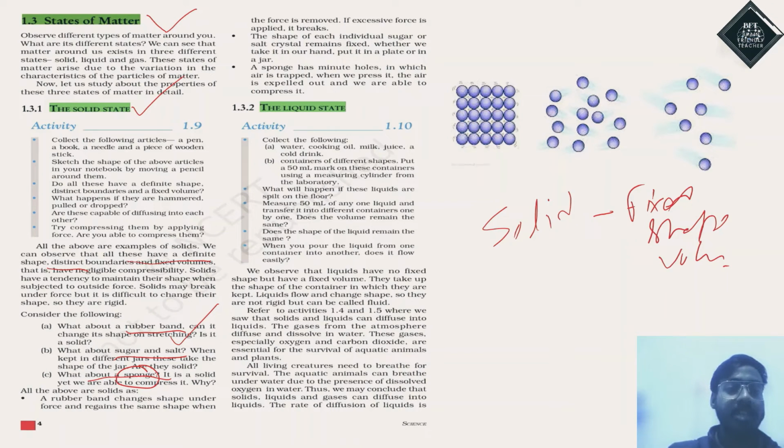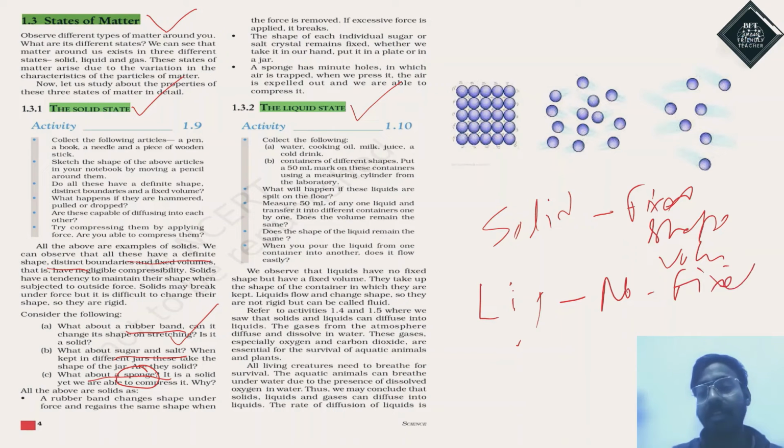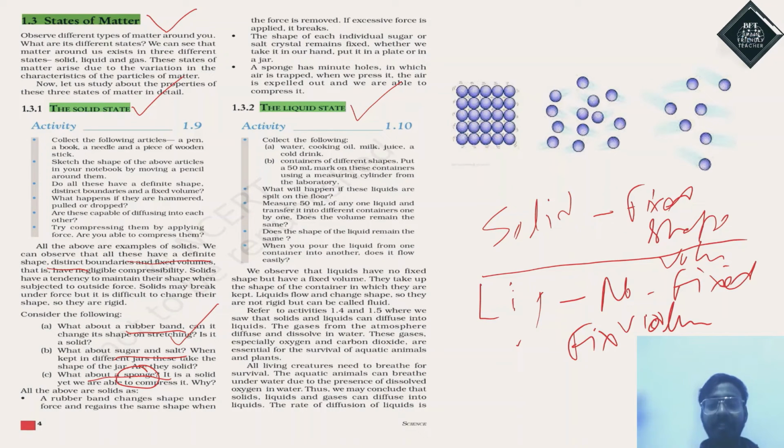Now let's see the liquid state. In the liquid state, you can say they have no fixed shape. They take the shape of the container in which they are placed. They have fixed volume. So from here you can see the differences between solid and liquid.